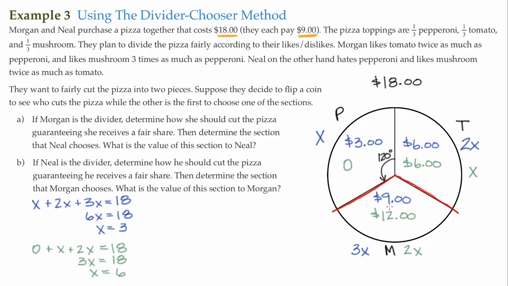Here's our $9. So no matter whether Neil takes this top portion or this bottom portion, Morgan's always going to get $9 worth. So I'm just going to put down here, she should cut it at the mushroom wedge. How about that?